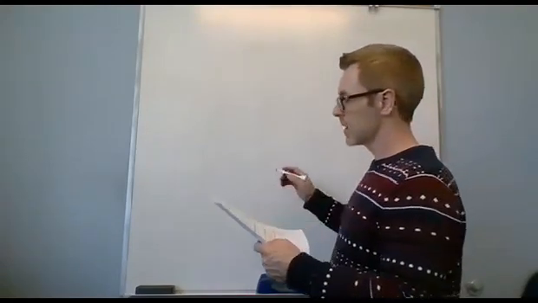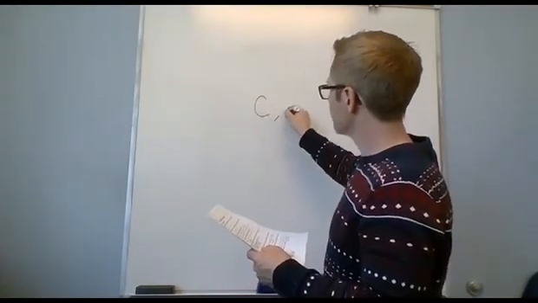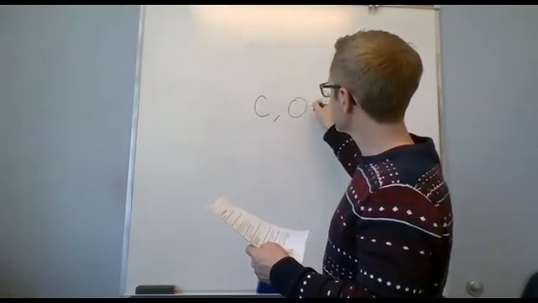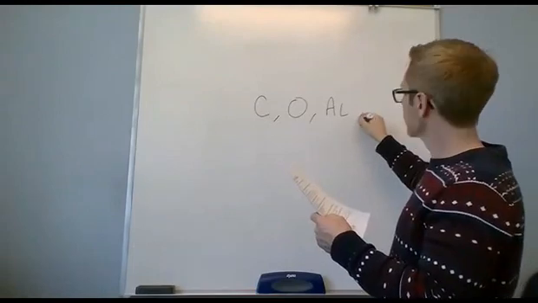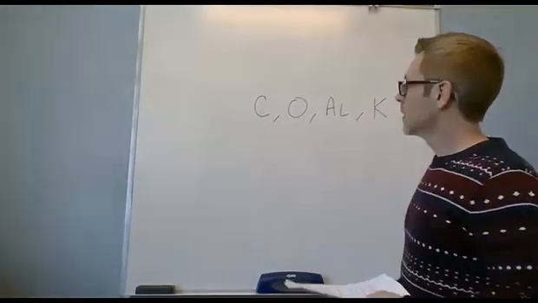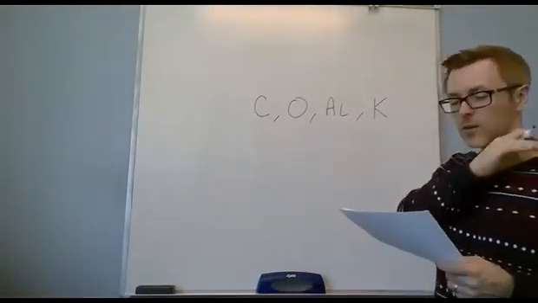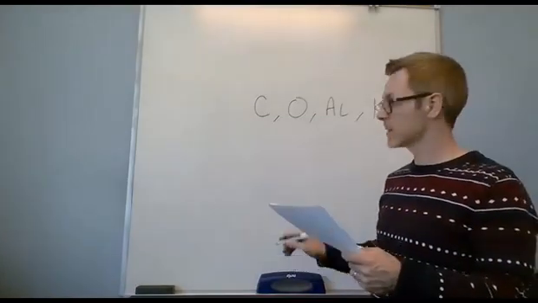So I have prepared some. Here we go. Or I found some on the internet. So question 1 says, rank the following elements by increasing atomic radius. So you've got carbon, oxygen, aluminum, and potassium. Rank them according to increasing atomic radius.